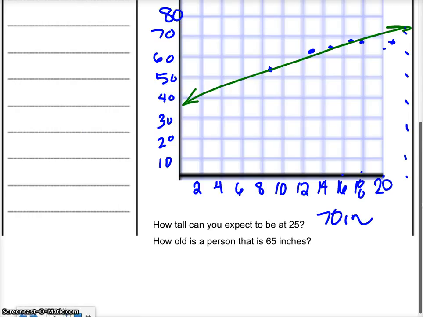How old, based on your line of best fit, is a person that's 65? So I go to the 65, I go over, here's my 65. How old are they? How old does it show? Okay, you're not following me. I go to my 65, I go to my line of best fit, I go down. They are about 18 years old.